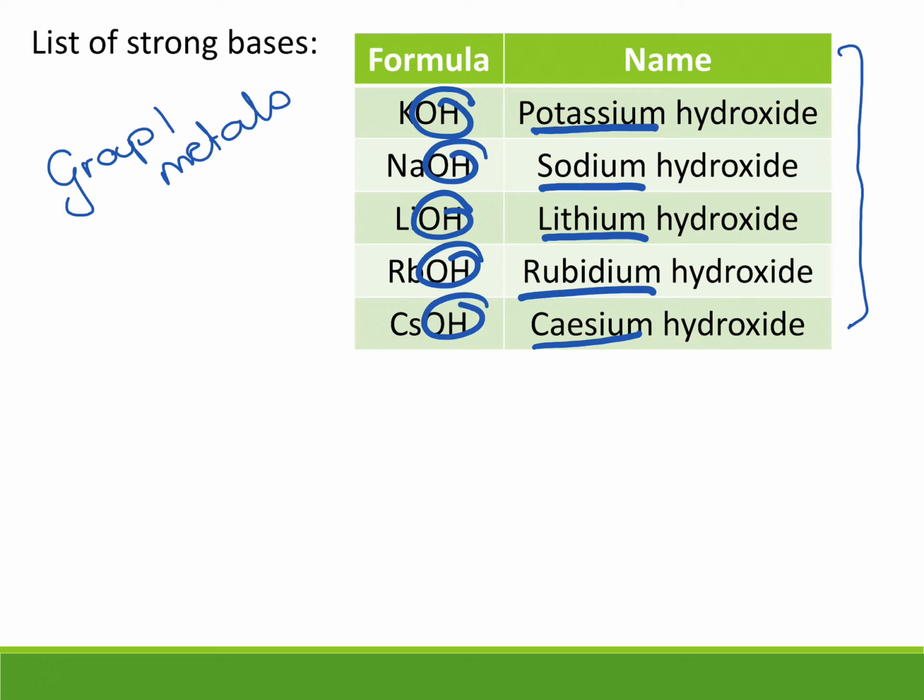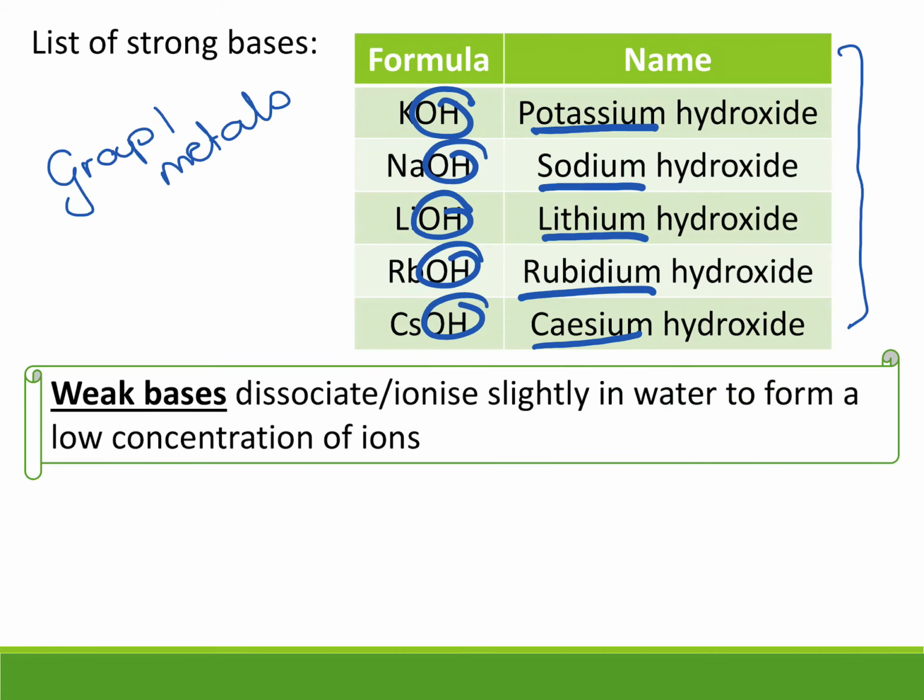Weak bases work a little bit differently now. I say they can dissociate or ionize because in this example, ammonia is a weak base, okay? But it's not ionic, it's covalent. So it can't dissociate, it has to ionize, but it only ionizes a little bit, which is why we get a long arrow to the left.